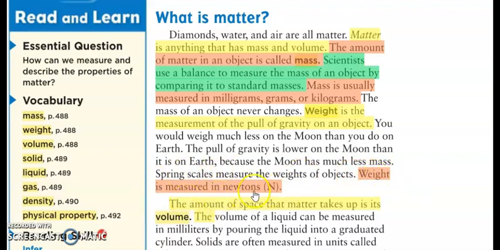Weight is measured in newtons. So the weight is a force of gravity, the pull of gravity, and it's measured in newtons. Your mass on the moon and Earth is the same, but your weight is different because the weight is a force, a pull of gravity, and the mass is the amount of matter in an object.